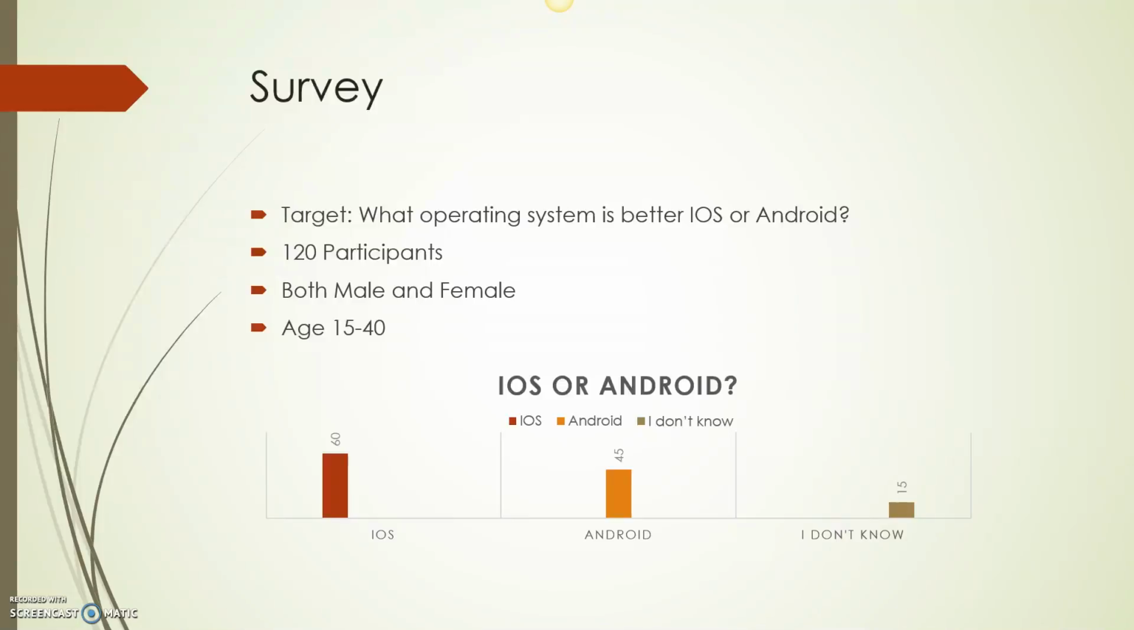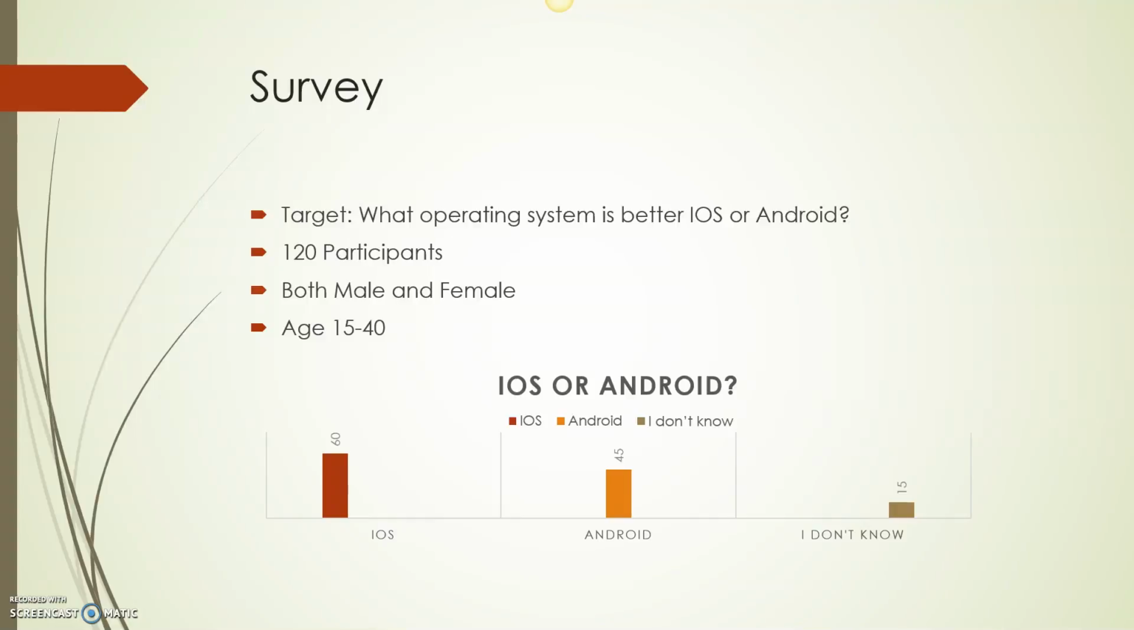The first survey I conducted, the target of the survey was to find out which operating system is better, iOS or Android. Within my survey I included 120 participants, both male and female. The age group I intended to focus on was between 15 and 40 years old. So my question was based on which operating system is better, iOS or Android.